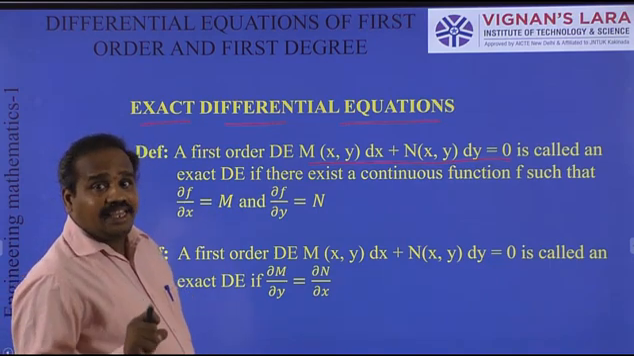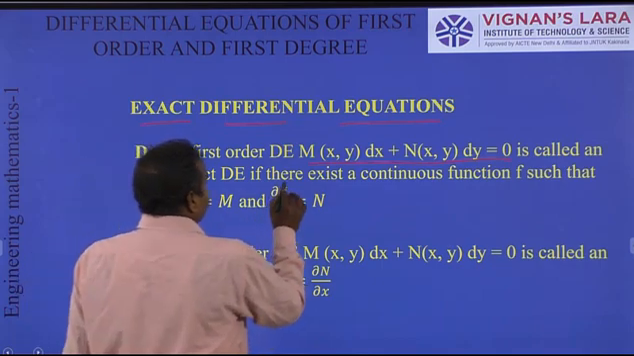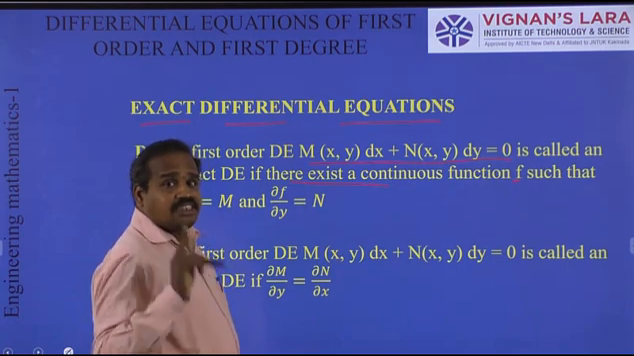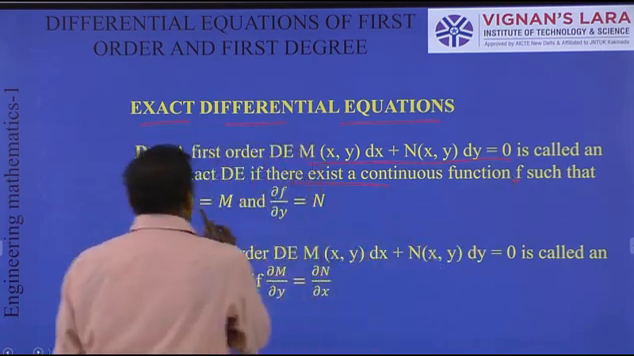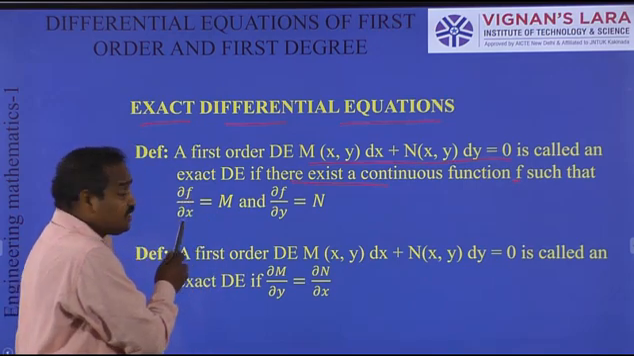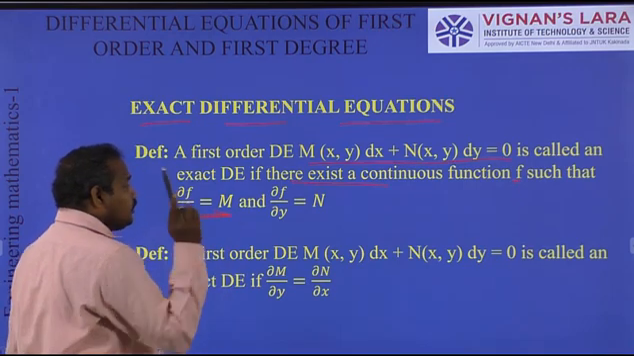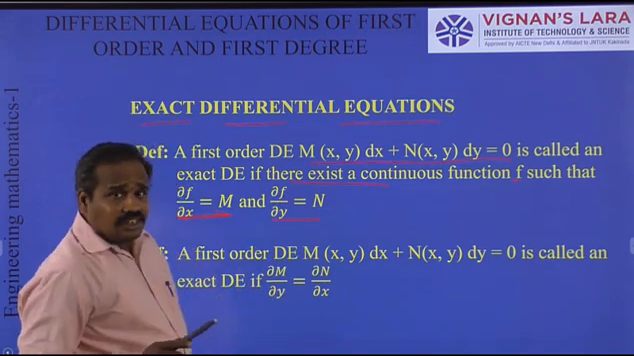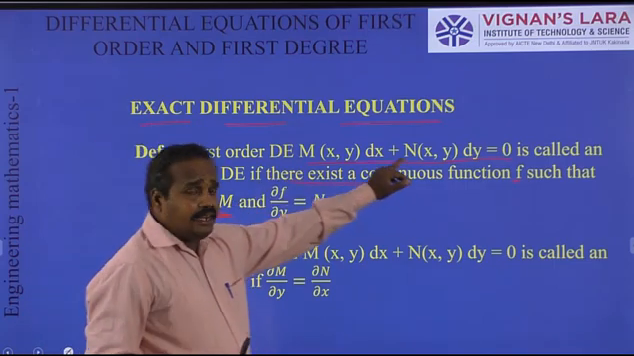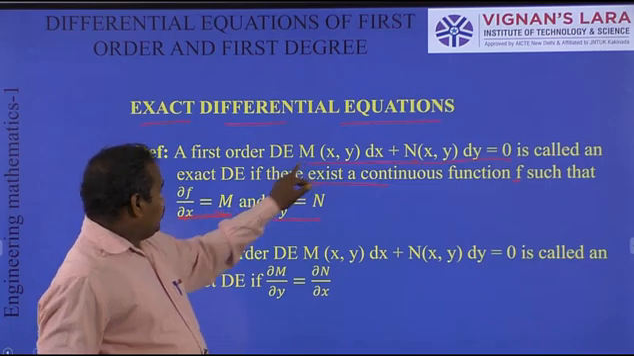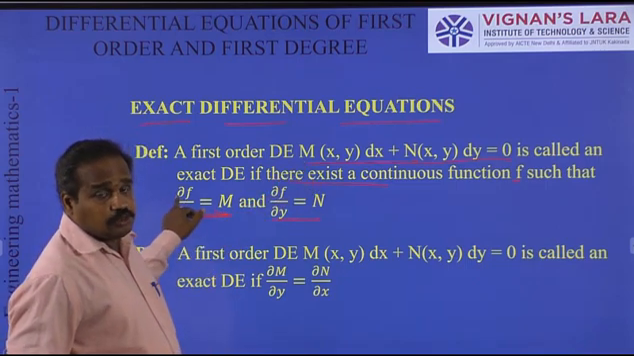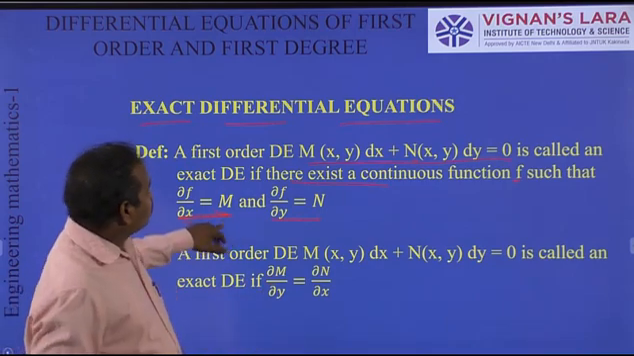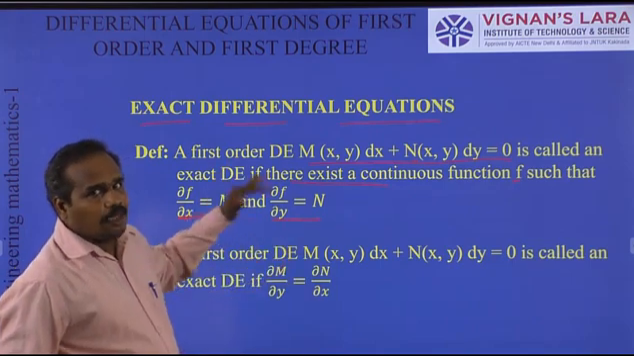This equation is said to be an exact differential equation if there exists a function f such that the partial derivative of f with respect to x is equal to M, and the partial derivative of f with respect to y is equal to N. So we want M and N terms: the partial derivative of f with respect to x should be equal to M. Such a function you have to evaluate, which is sometimes difficult.